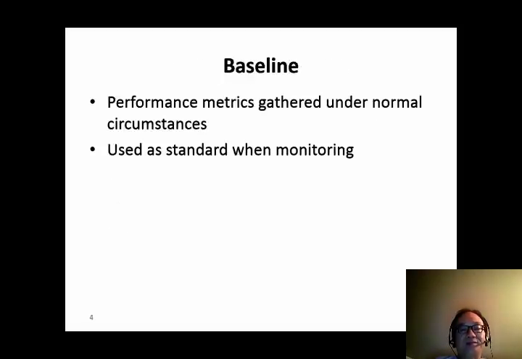Baseline is a very important concept. Baseline consists of a set of performance numbers gathered under normal circumstances. We will use baseline as the standard when we conduct monitoring to determine whether there is any performance issue and how serious the issue may be if there is an issue.